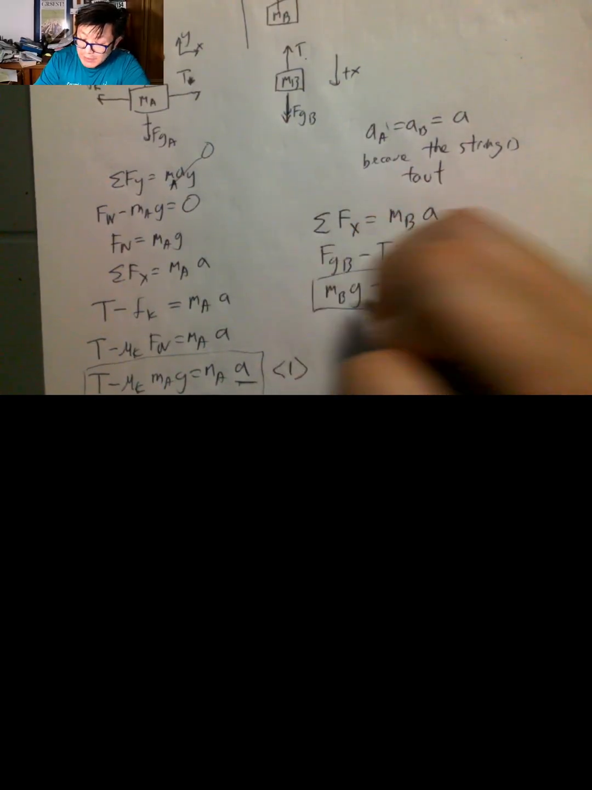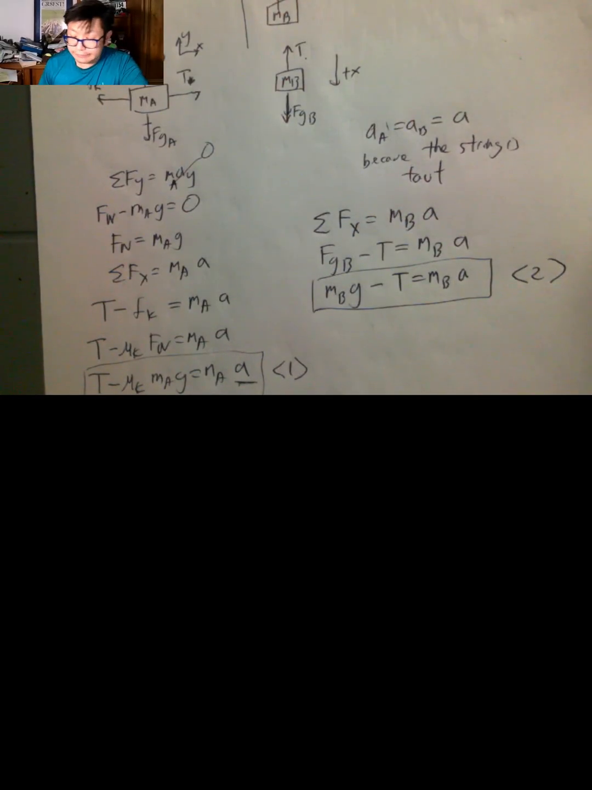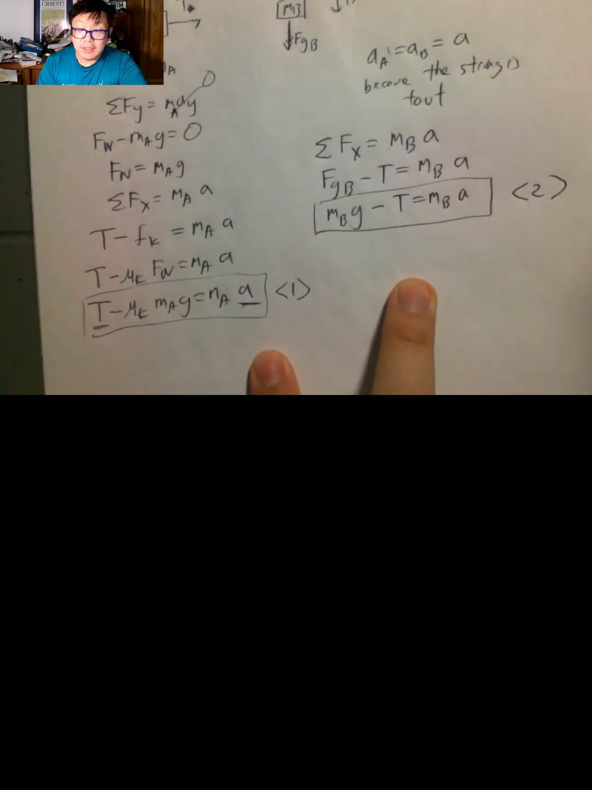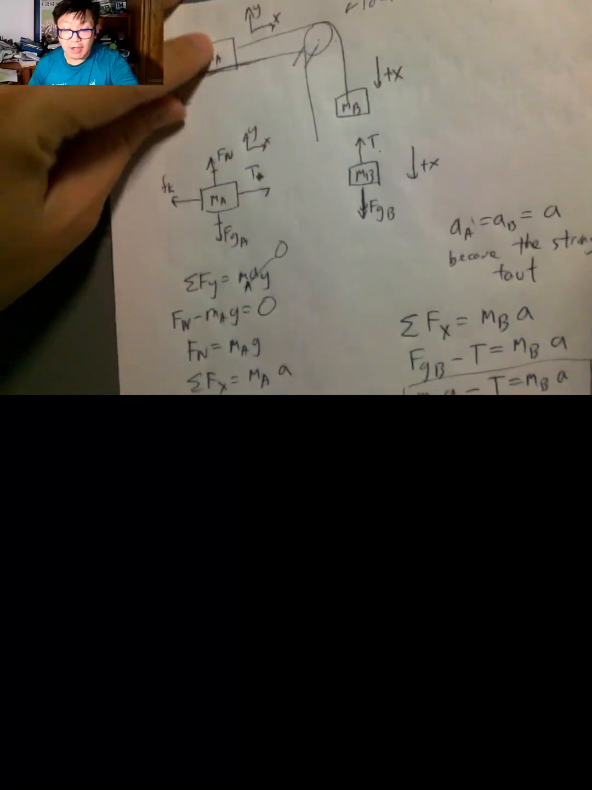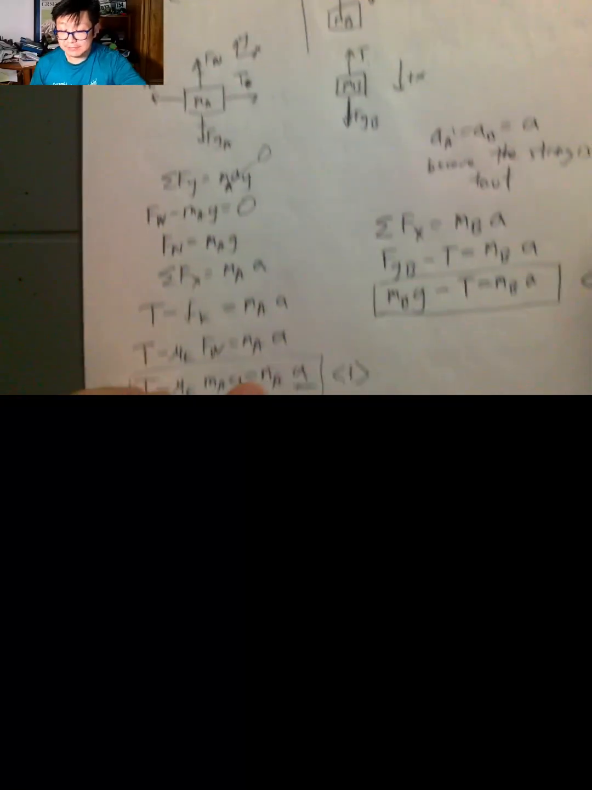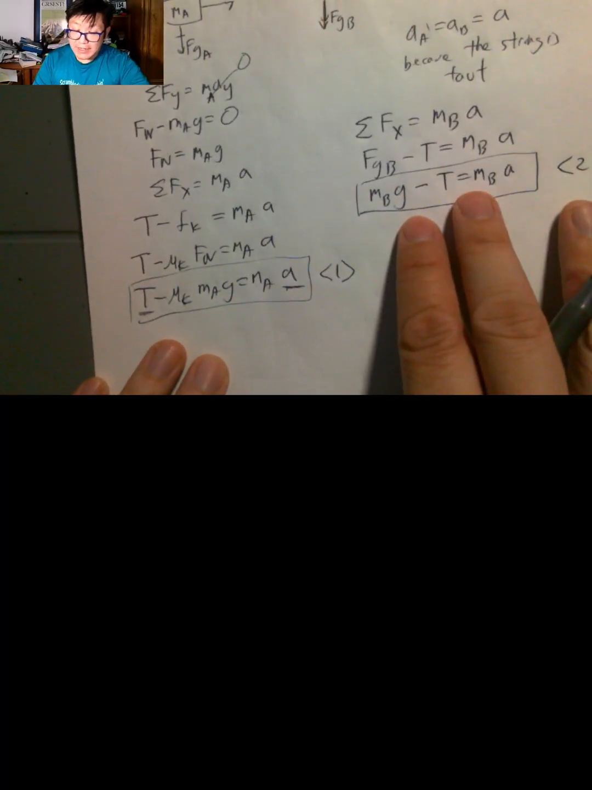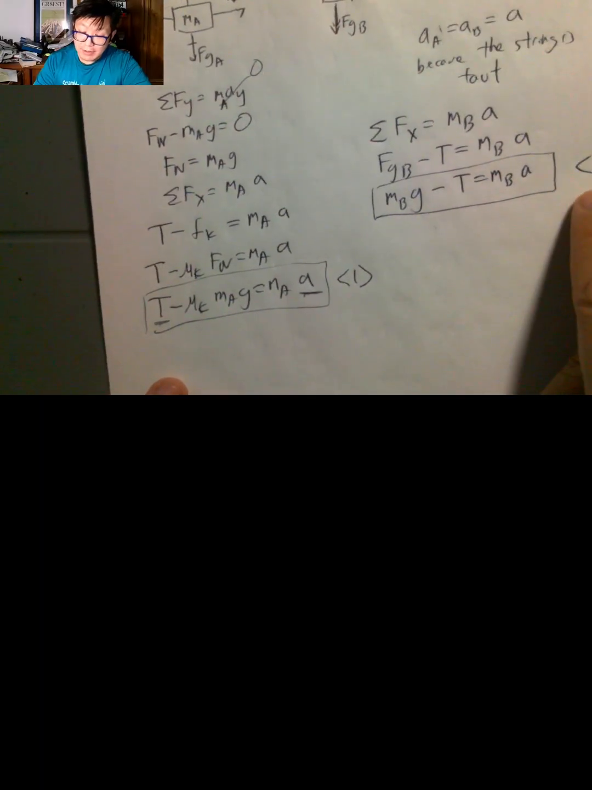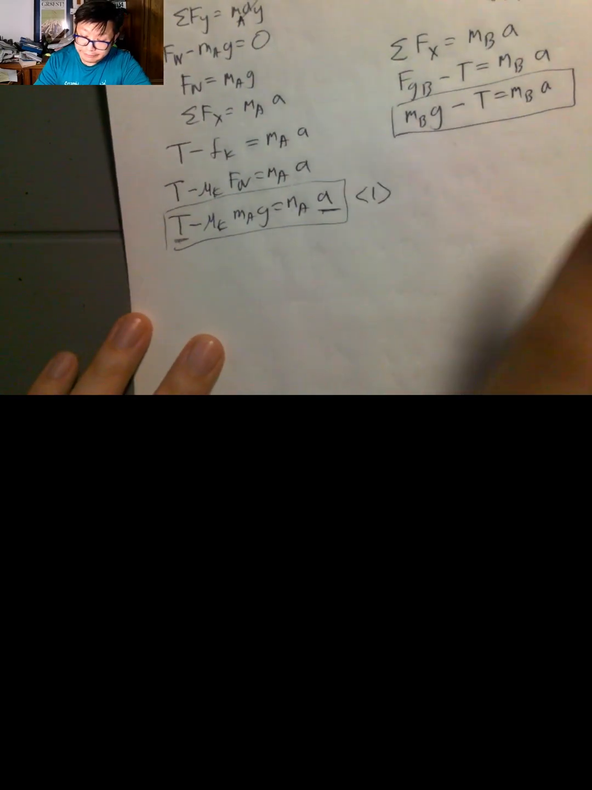And now I have my second equation. For these pulley problems, or for these problems involving connected objects, you'll generally be able to add the equations to eliminate tension. The reason is tension is acting in the positive direction on one side, negative direction on the other side. So if I can add these equations, let me write equation 2 under this one to illustrate it.